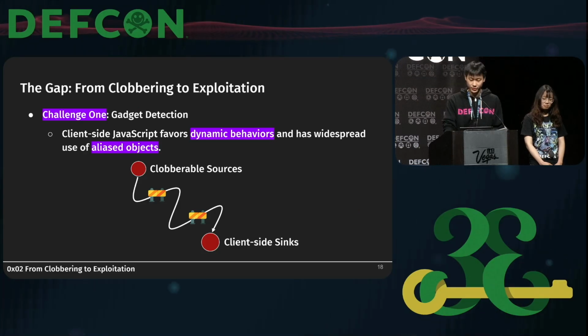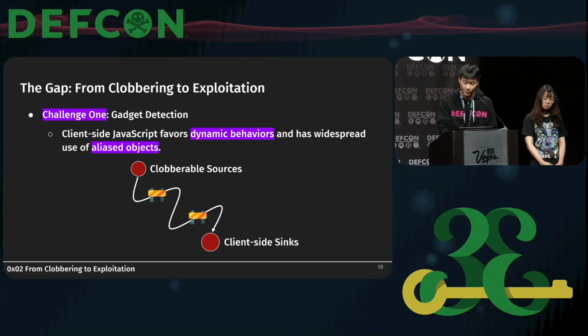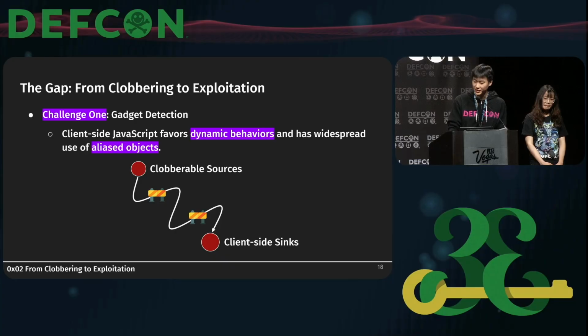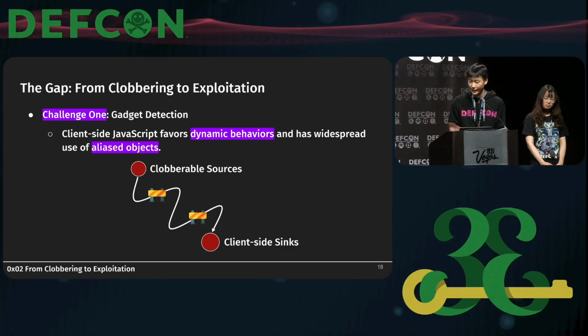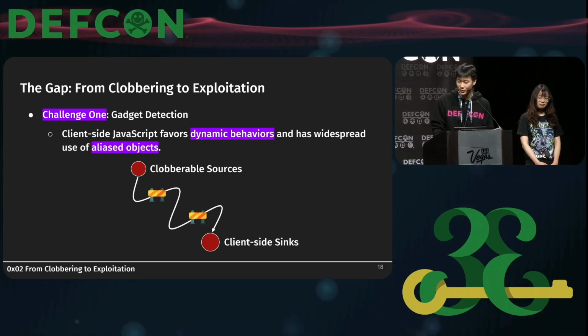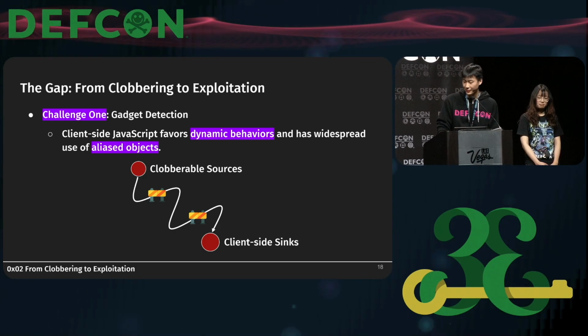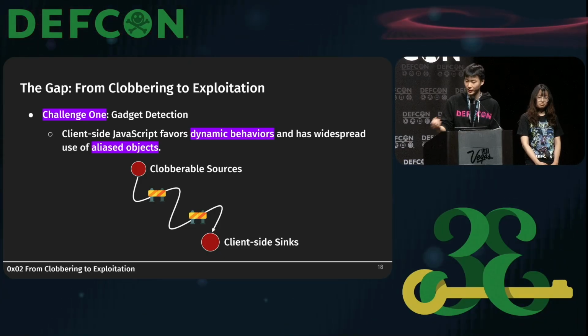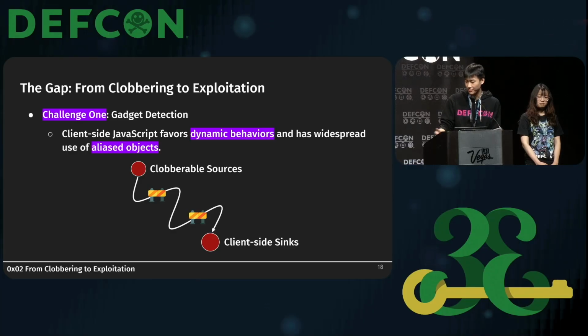To do that, there are two main challenges. The first one is that real-world JavaScript, especially after being minified or bundled, is full of dynamic behaviors like aliasing or dynamic property lookups, and it's very unfriendly to our static analysis tools. Those features make it extremely hard to track how data flows through an application, and in turn make gadget detection a very hard problem.